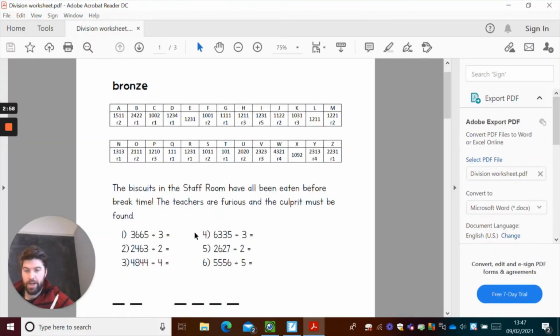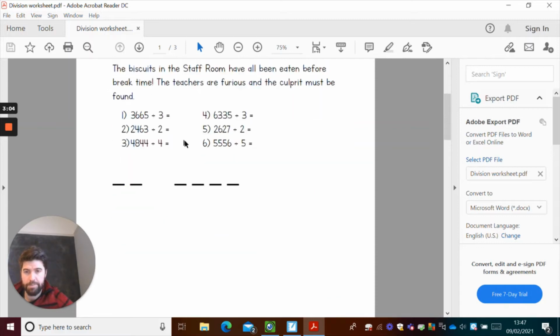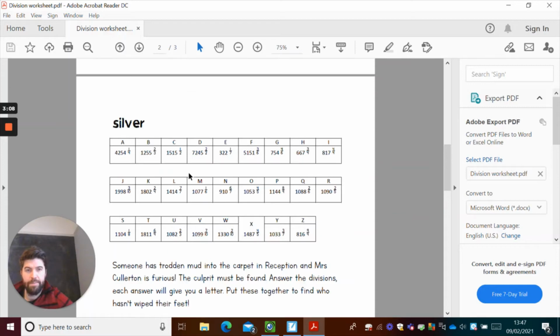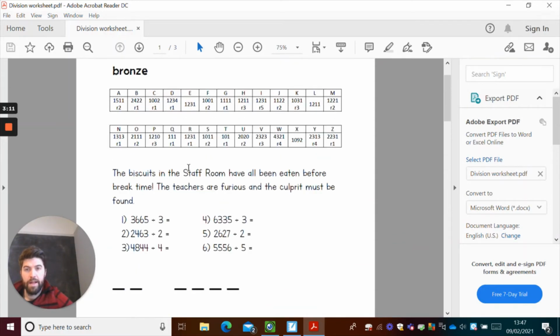Today's task is a code breaking task. For each of bronze, silver and gold, you've got a different code to use. So here's bronze, here's silver, and here's gold. Let's look at the bronze then. Each letter has a number associated with it, and you'll notice that almost all of them have remainders. Some of them don't. You're going to solve each division. So I'm going to do number 1, 3665 divided by 3, and I get my answer, and then I'm going to try and find my answer here, and that will get me the letter.